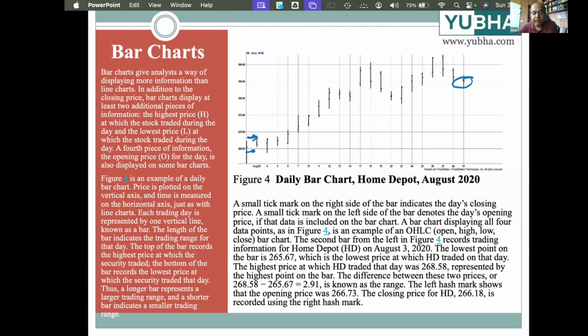So it does give you a lot more indication in terms of what the market is trying to do, and we'll talk about what the indication is if the open and close are very close to each other, and what happens when the range is much larger versus when the range is very small, like over here. Any questions on bar charts?